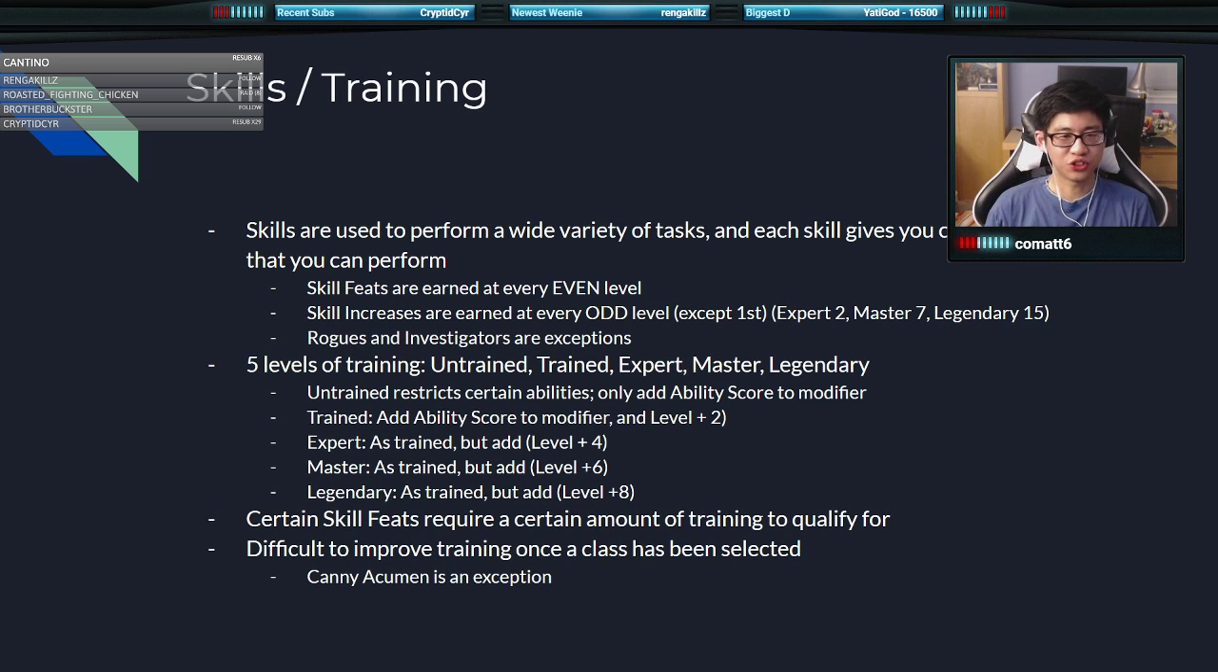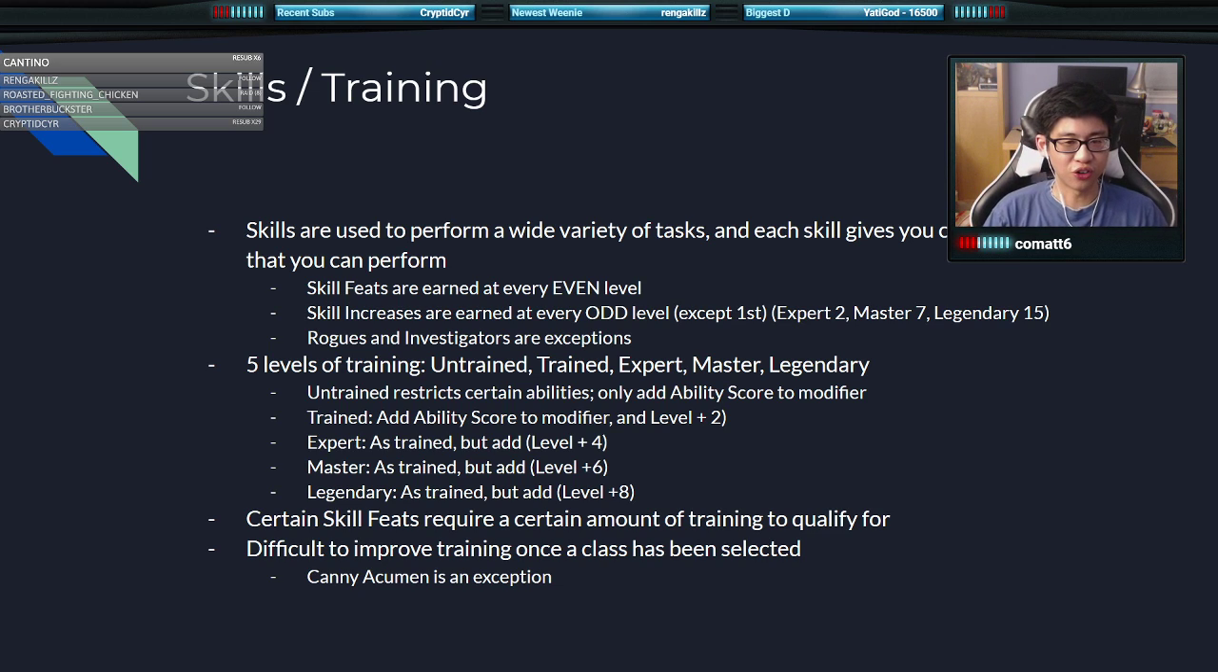So now moving on to skills and training. Skills are there to be used to perform a wide variety of tasks based on the skill that you're using. For example, the stealth skill can be used to hide. The diplomacy skill can be used to make an impression or make a request. Intimidate can be used to coerce. Deception to feint. Thievery to palm an object, that sort of thing.